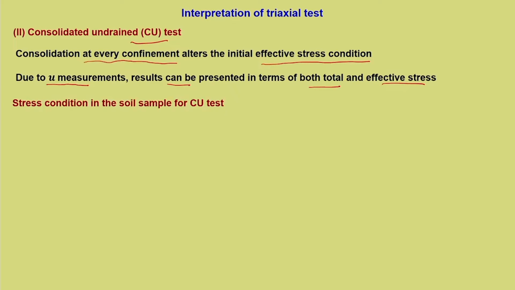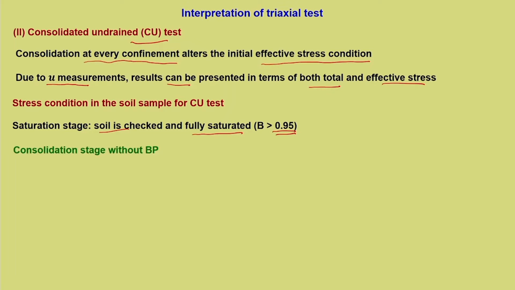Now, just like we discussed the stress condition in the soil for the UU test, we will see what the stress condition is in the CU test. So, first is the saturation stage. Again, for each of these tests we will repeat these, for completeness and for clear understanding. So, we need to ensure that the B parameter is greater than 0.95 to ensure that it is fully saturated.